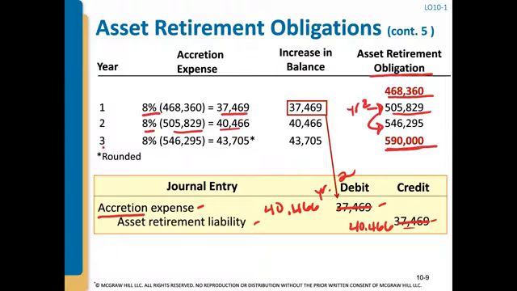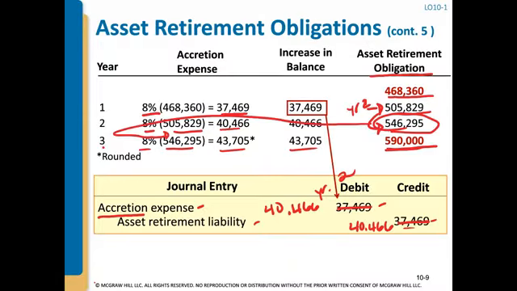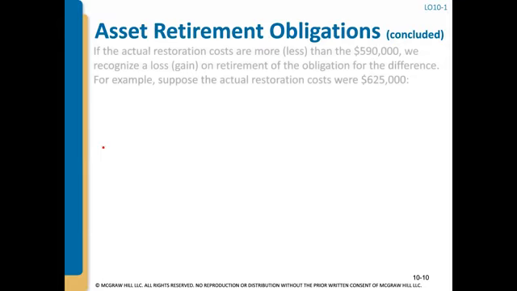And then at the end of year 3, we're going to take this 546 right here. That goes right here. 546 times 8% is 43,705, and we're going to book that at the end of year 3, similarly to this entry. So by the end of year 3, the account balance in our asset retirement obligation will be the full $590,000.